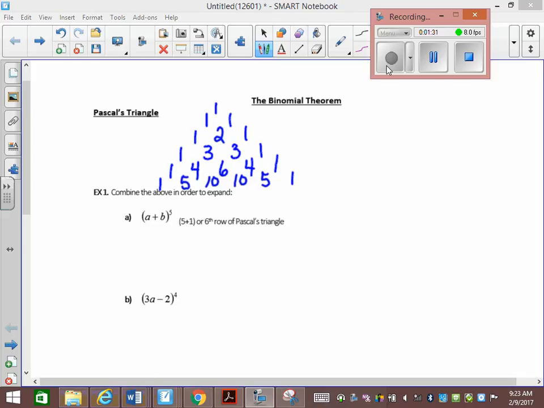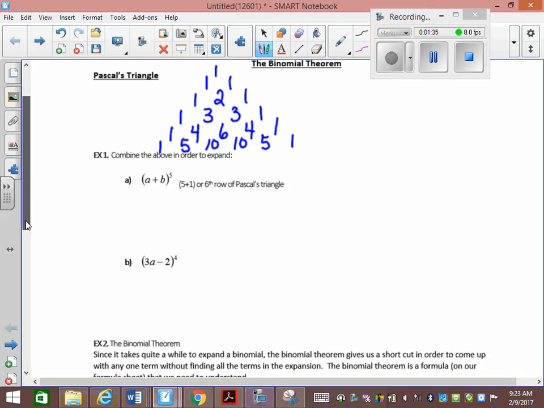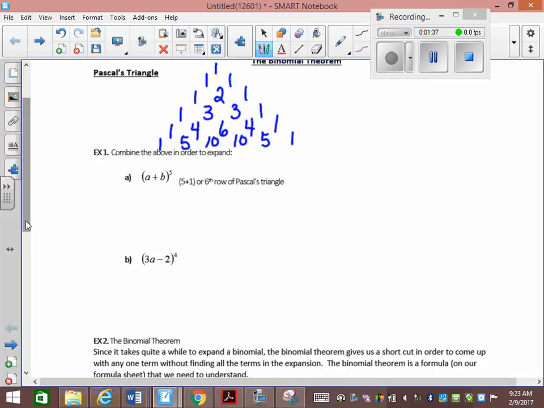Okay, so (a plus b) to the 5. Before binomial theorem, because you don't even know binomial theorem, what would you do to get this expanded out? (a plus b) times (a plus b) times (a plus b) times (a plus b) times (a plus b). Foil, foil, distribute, distribute, distribute, collect like terms at the very end. It would be horrible. So when we go to do binomial theorem and you're like, oh, this is so long, think it could be worse.